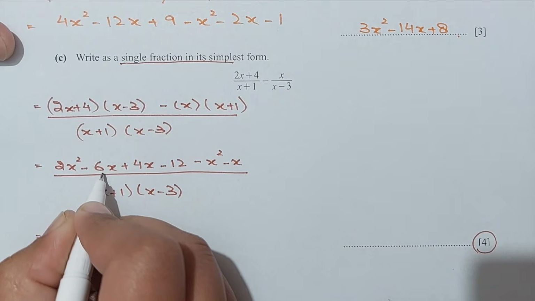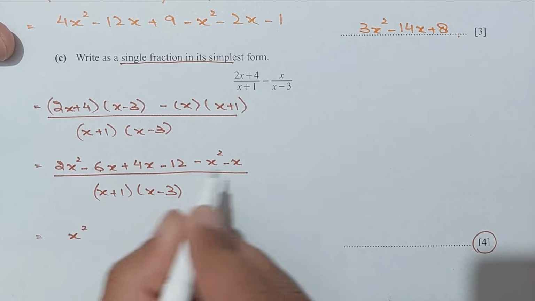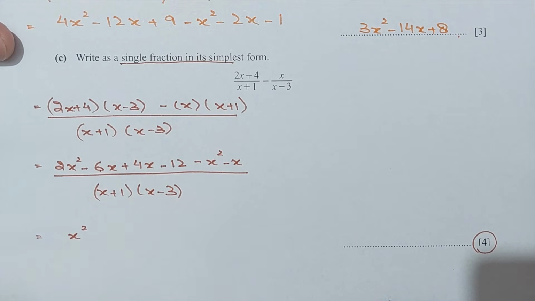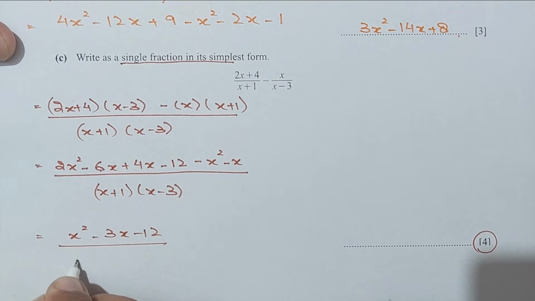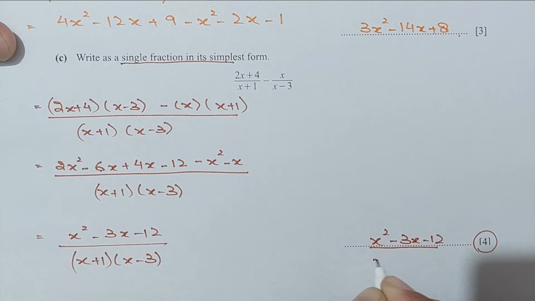Okay, x squared coefficients, 2 minus 1 is just x squared. x coefficients are minus 6, 4 and minus 1. Minus 6 minus 1 is minus 7. Minus 7 plus 4, 4, 5, 6, 7, negative 3x. And the constant is just minus 12. And the denominator is x plus 1 and x minus 3. So this would be the simplified answer: x squared minus 3x minus 12 over x plus 1 and x minus 3.